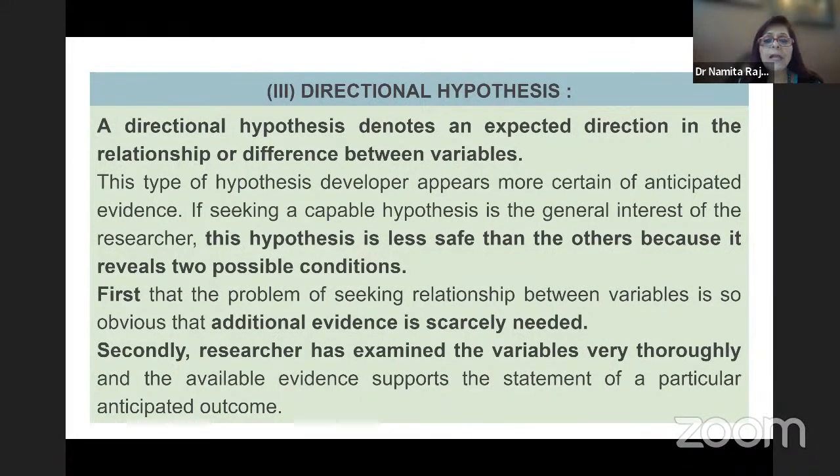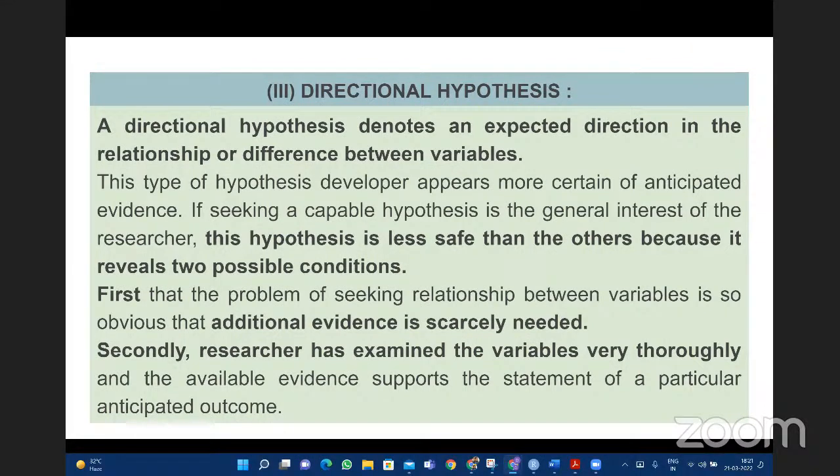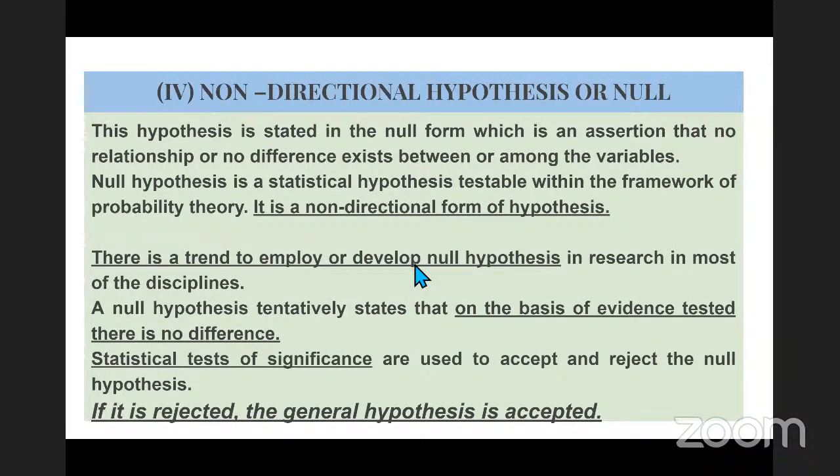It seeks a capable hypothesis, which is the general interest for the researcher. This type is very safe. It has only two possible conditions: either it is there or it is not there. First, the problem of seeking a relationship between the variables is so obvious that additional evidence is scarcely needed. Secondly, the researcher has examined the variables very thoroughly, and the available evidence supports the statement of a particular anticipated outcome. So this is very important for you to understand about the directional hypothesis.